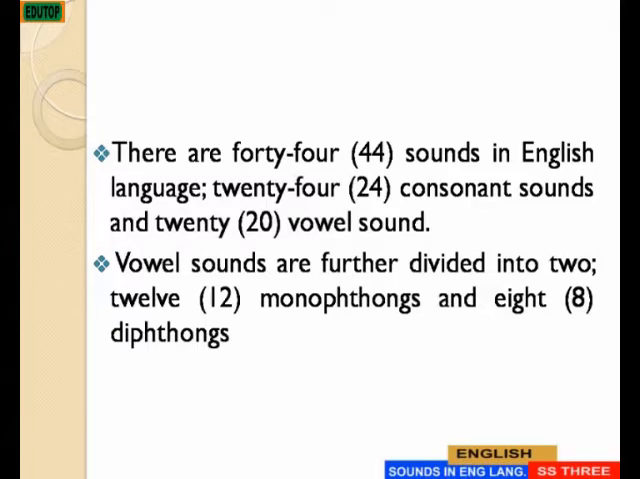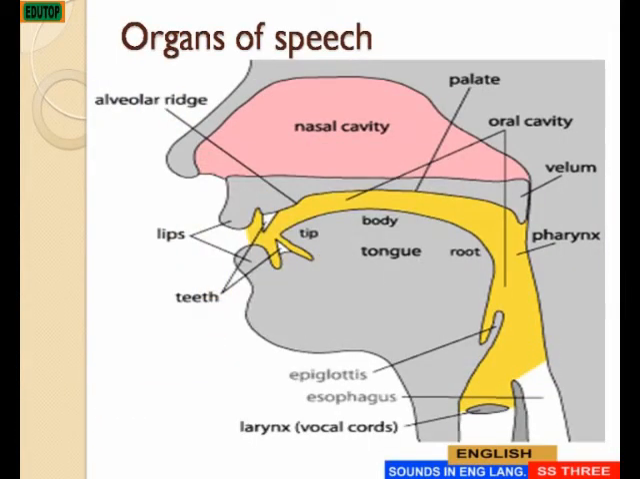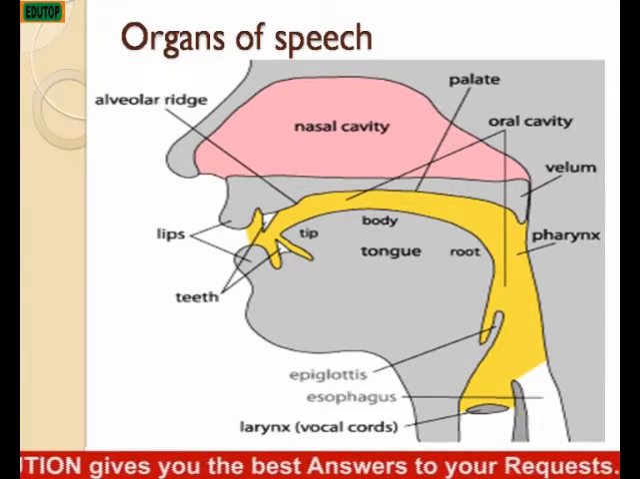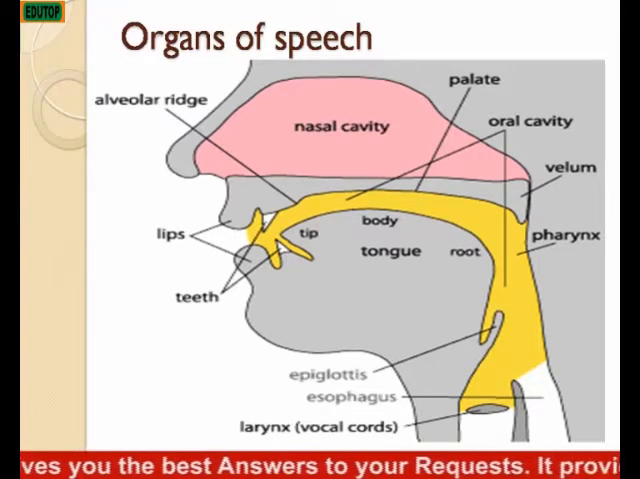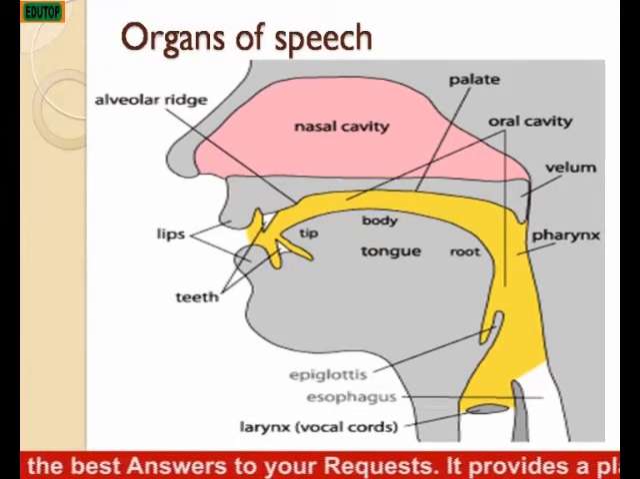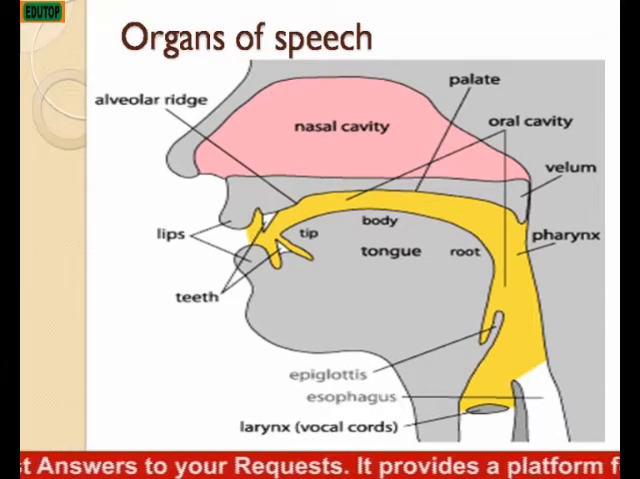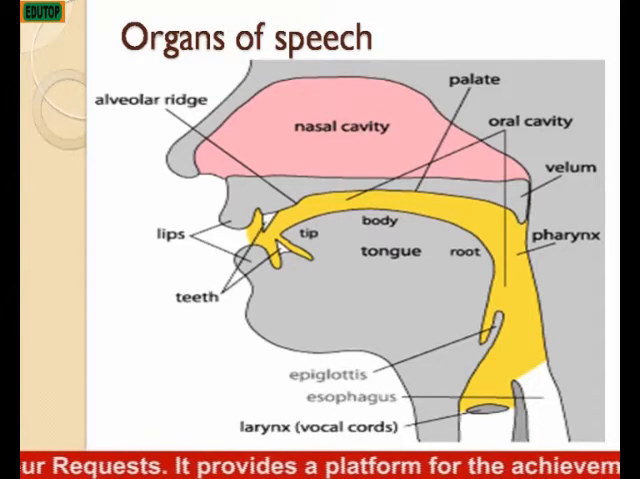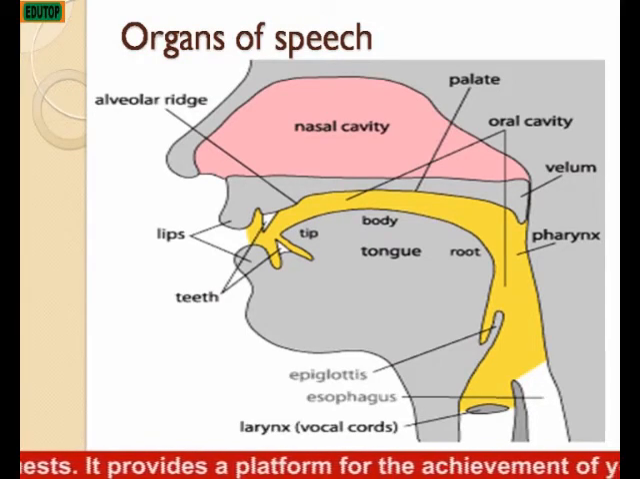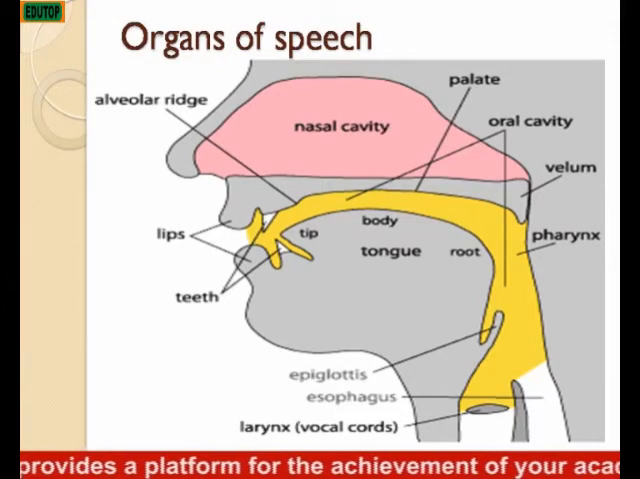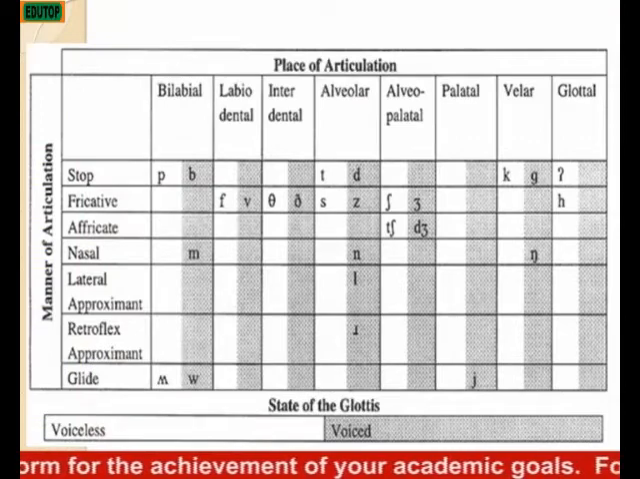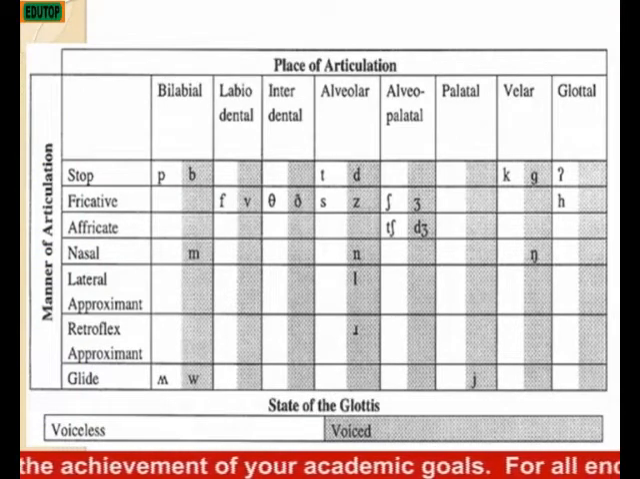Now let's look at the organs of speech. There are some organs of the body that are responsible for the speech we produce. It starts with the lungs, the lips, the teeth, the palate, the tongue, the oral cavity, nasal cavity, the pharynx. We have the larynx, that is the vocal cord, and some other parts of the body. Now we are going to be considering the consonant sounds first. We have a chart, which is called the consonant chart.